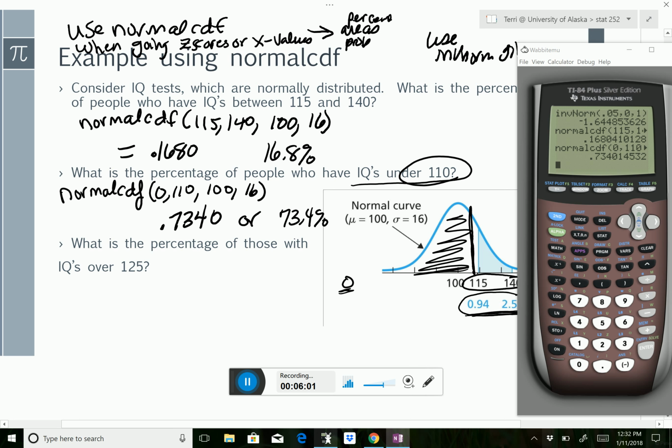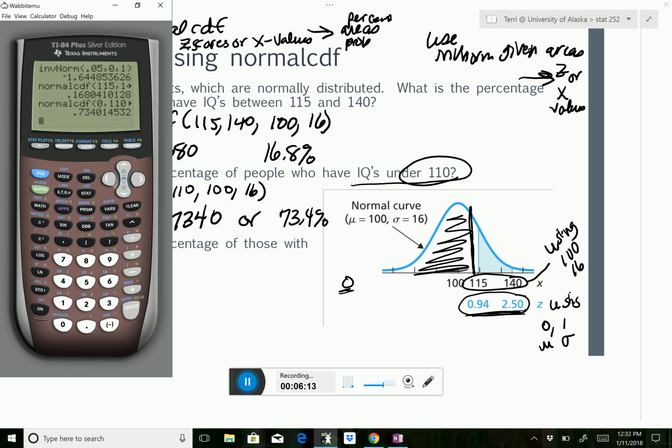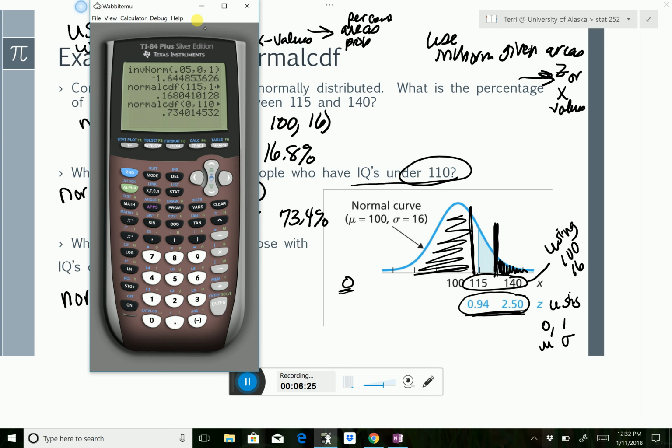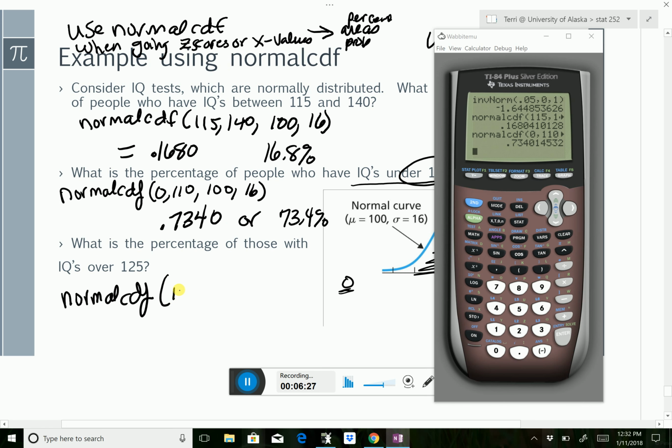So what is the percentage of those with IQs over 125? So we want the normal CDF. We want to start at 125. So that's going to be, let's see, this will be 130. So about here maybe. And we want this area here. So we want to go up to a positive infinity. So 125 up to something more than 180. So 200 I think will be sufficient.